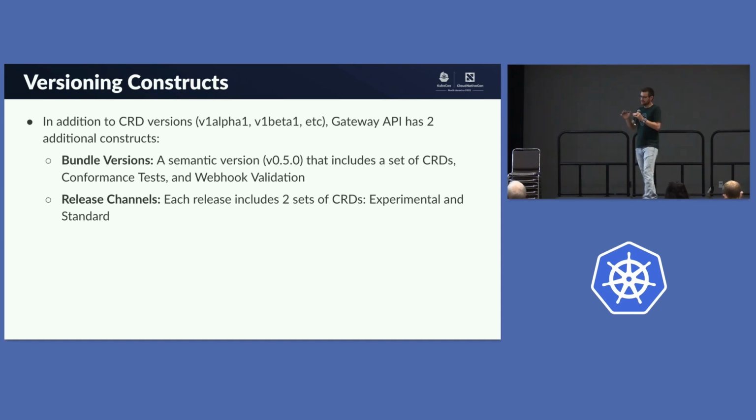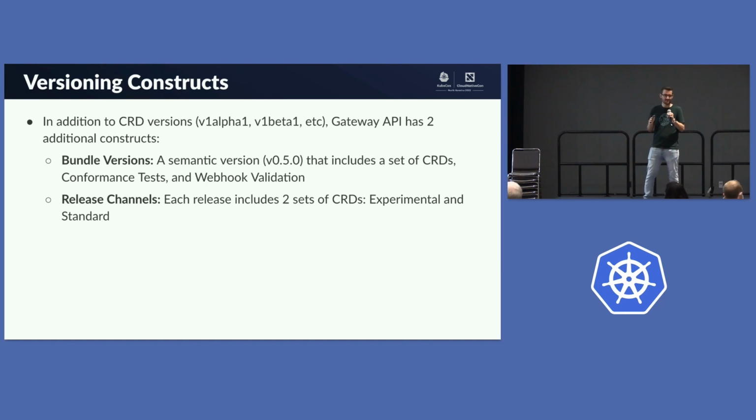So within Gateway API, we really had 2 new version constructs. One was a bundle version. That's kind of that semantic version we introduced within Gateway API. So every release of Gateway API has what's called a bundle version. So 0.5.1, I think, is our latest release. We're about to release 0.6.0. And that includes CRDs, conformance tests, and a validating webhook.